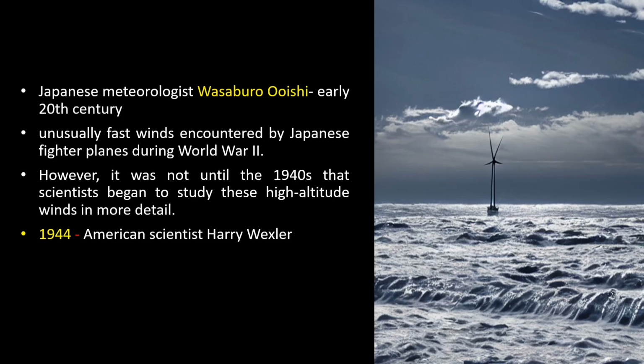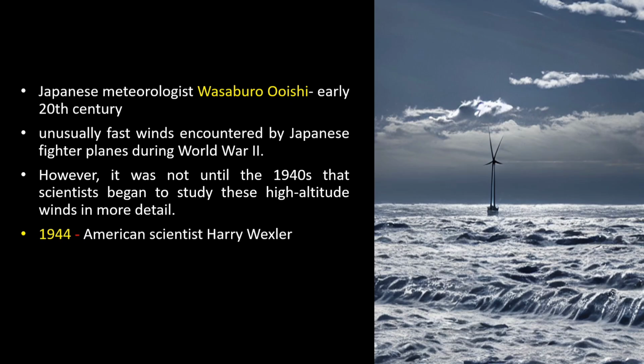There is an interesting history behind the discovery of these jet streams. The discovery of these jet streams is generally attributed to Japanese meteorologist Wasaburo Oishi, in the early 20th century. He noticed the unusually fast winds encountered by Japanese fighter planes during World War II. However, it was not until the 1940s that scientists began to study these high-altitude winds in more detail.